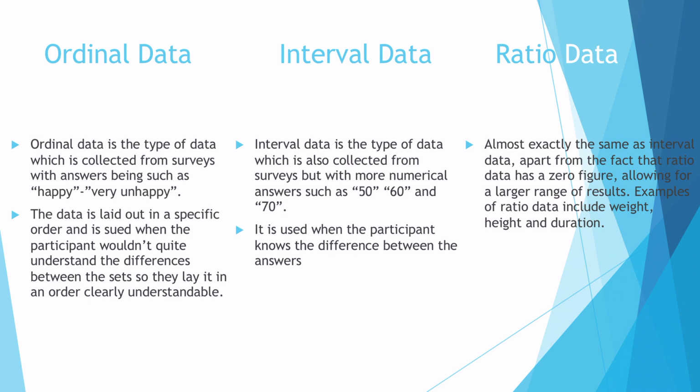Ratio data is almost exactly the same as interval data, apart from the fact that the ratio has a true zero figure, allowing for a larger range of results. Examples of ratio data include weight, height, and duration. The zero figure allows a larger range of results, as the results can be more varied, all the way from 0 to whatever the highest number is, whereas interval data doesn't quite have a zero result, as it would confuse the participant and it could impact the results of the research methods.